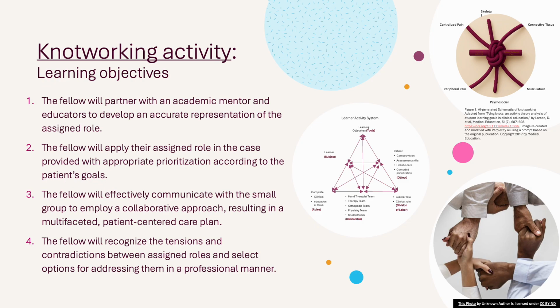And these are the learning objectives for this activity. There are both performance and learning goals or learning objectives here. The performance goals are at the beginning, applying directly to the fellow and what they will accomplish. The initial one indicates that the fellow will partner with an academic mentor or educator to develop an accurate representation of their assigned role. And two, the fellow will apply their assigned role in the case provided with appropriate prioritization according to the patient's goals.